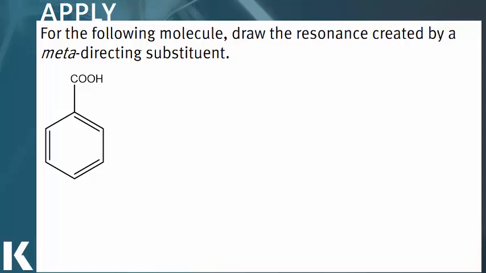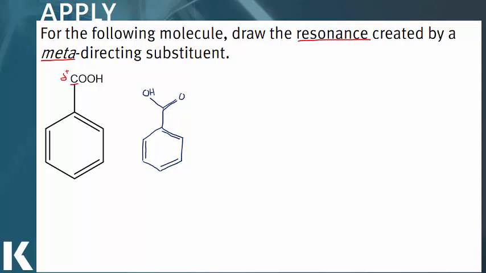So here we have a carboxylic acid group attached to our benzene ring. Now, carboxylic acids are meta-directors, and so if we look at the carbon that's directly attached to the ring, it is attached to two oxygens, which are very electronegative, which would give it a partial positive charge. Now here we need to draw the resonance forms of this particular molecule.